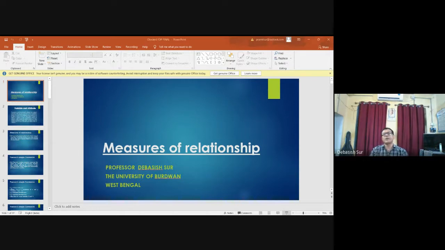Now, first of all, we have to consider variable and measures of relationship. There are several measures which can be used for assessing the extent of relationship between two or more variables.